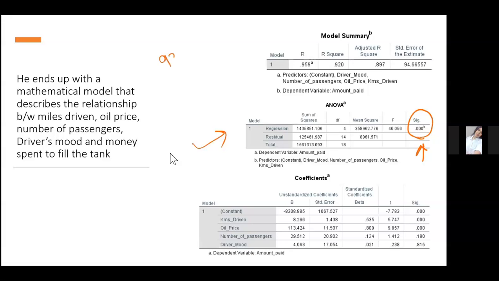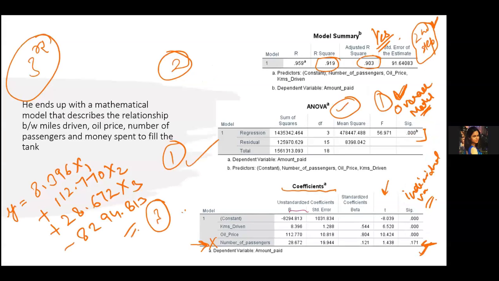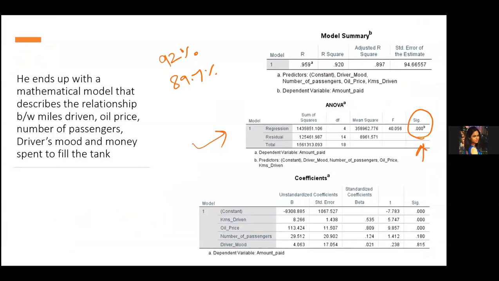92%. And my adjusted R square is 89.7%. So let's look at what was the value in the one before that. 90.3. So from 90.3, my adjusted R square has decreased to 89.7%. So is it a good model?